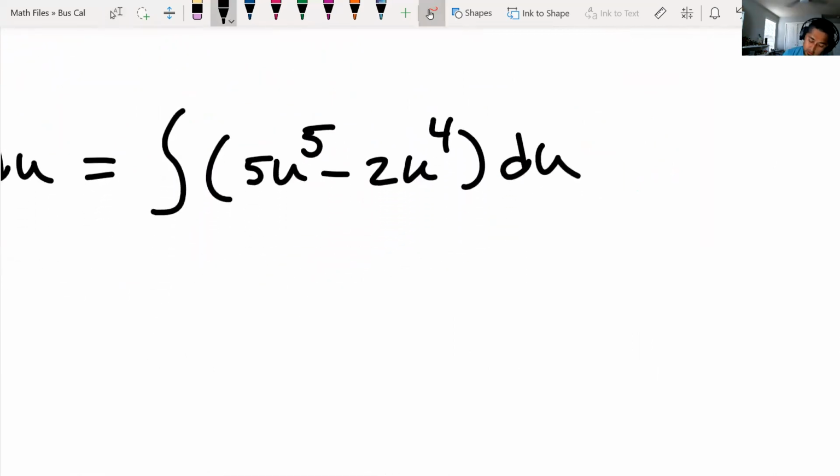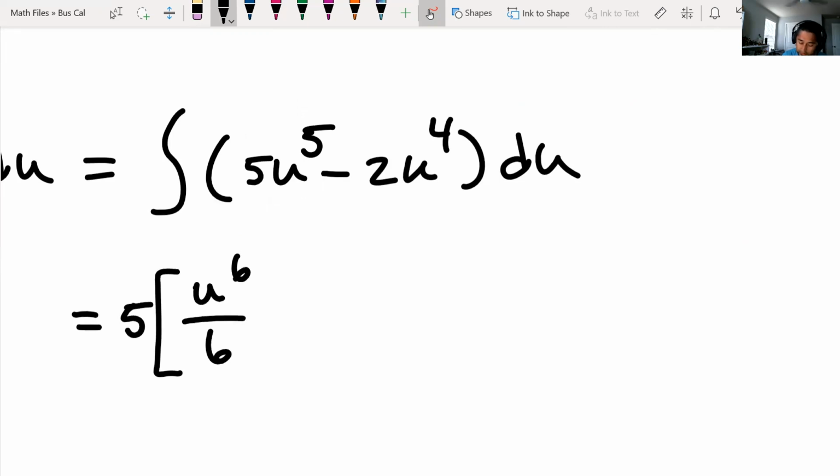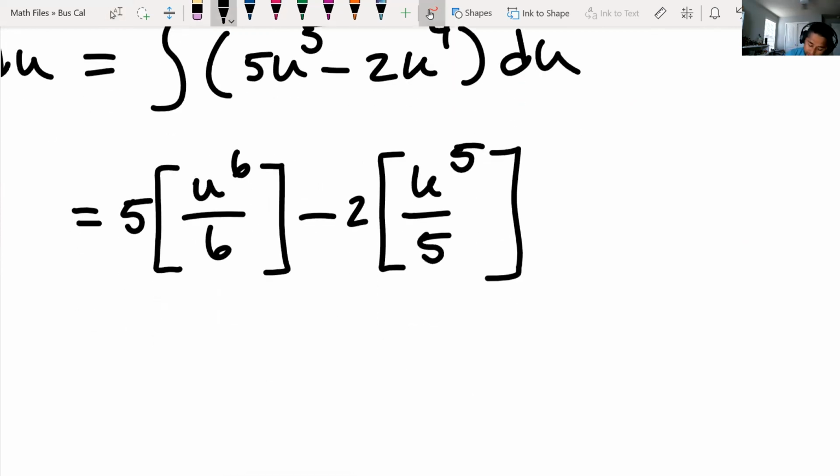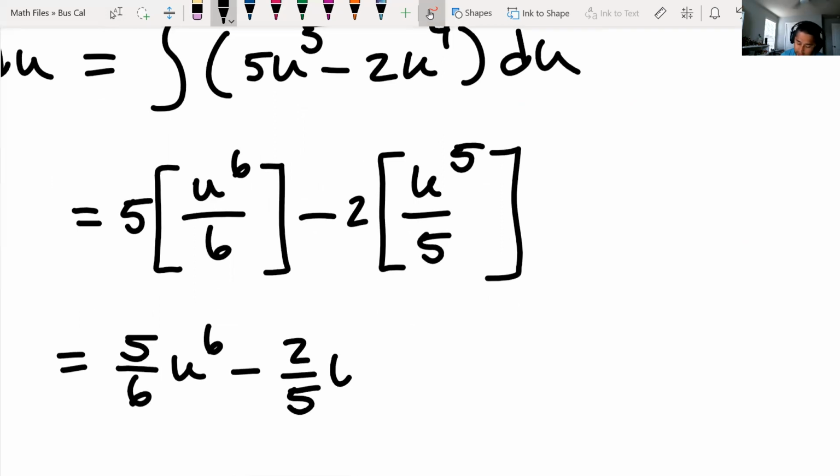So now for the first one, 5u to the fifth, you're going to get 5 times u to the 6 over 6. Minus, for the second one, you're going to get 2 times u to the fifth over 5. And then clean this up. You get 5/6 u to the 6 minus 2/5 u to the fifth plus c.